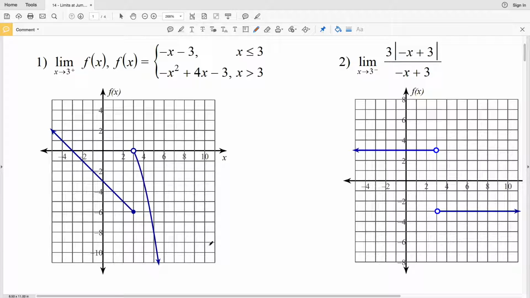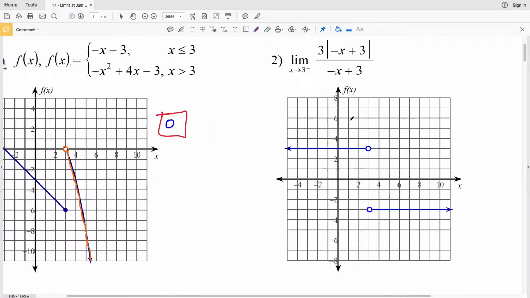So coming from the right, we're going to be coming from this function, because this is the function that's coming from the positive side. And we're going until we reach 3 in the x, which is this circled value. So as x approaches 3 from the right, the function approaches 0 in the y, or f of x. So the limit of f of x as x approaches 3 from the right, or from the positive side, is 0. Now let's move on to number 2.